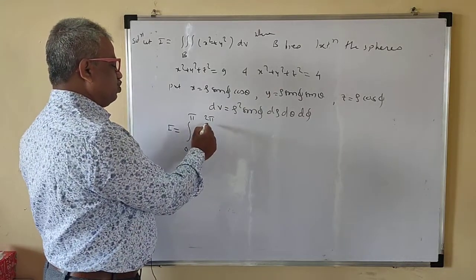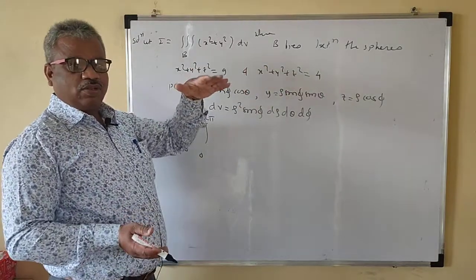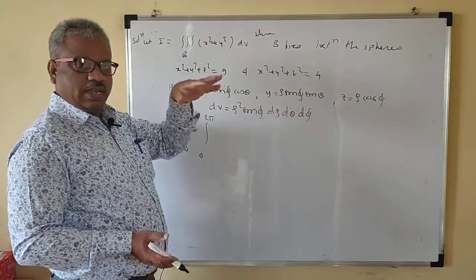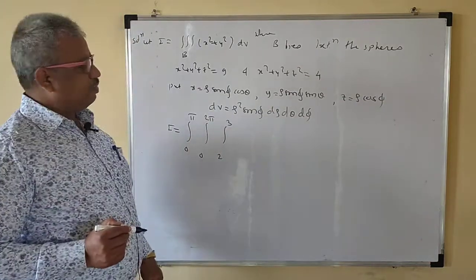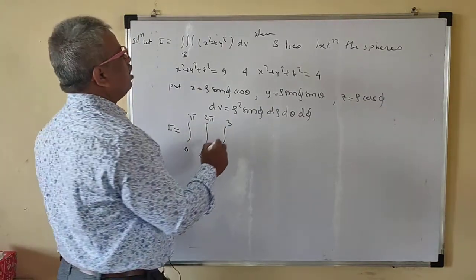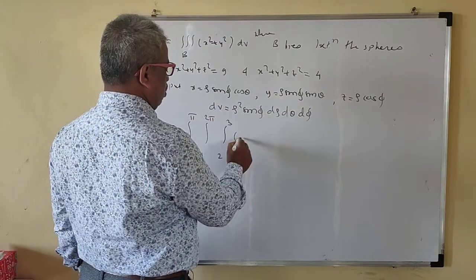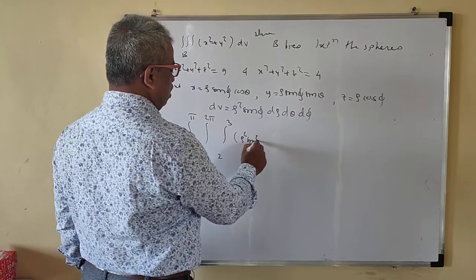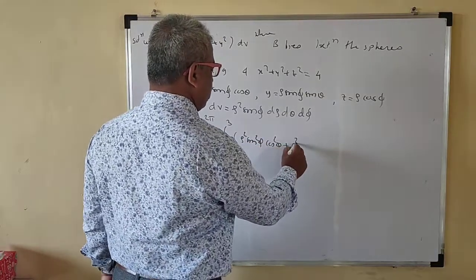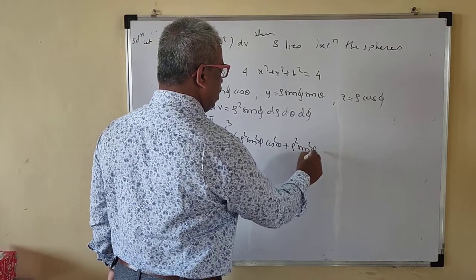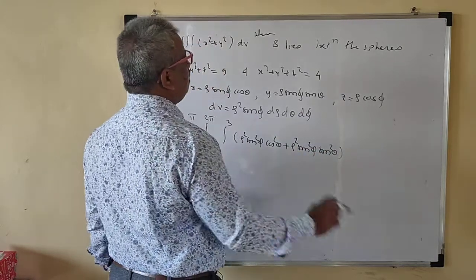So theta is also 0 to 2 pi. The radius is what then? This lies between 2 and 3. So that means the radius lies between 2 and 3. Okay, so then this is x square plus y square. Your x square plus y square is rho square sin square phi cos square theta plus rho square sin square phi sin square theta.